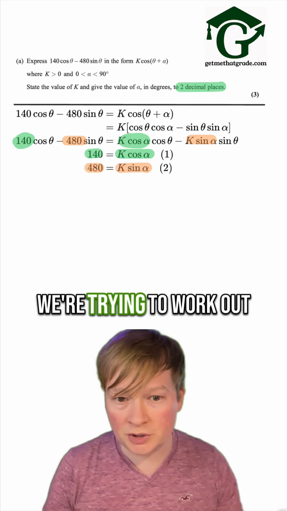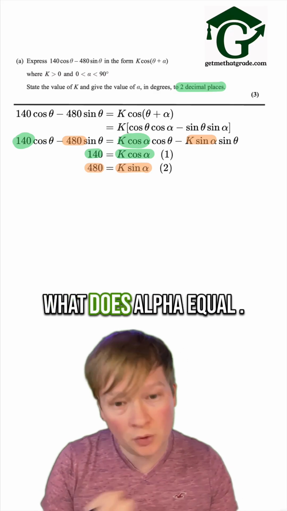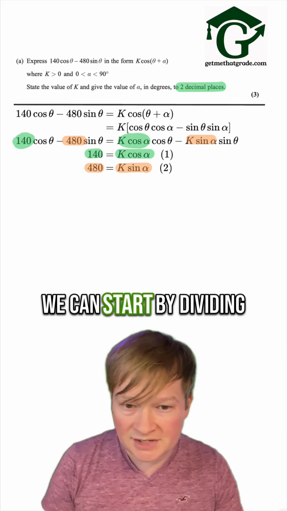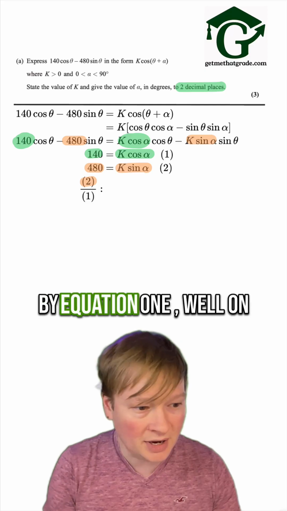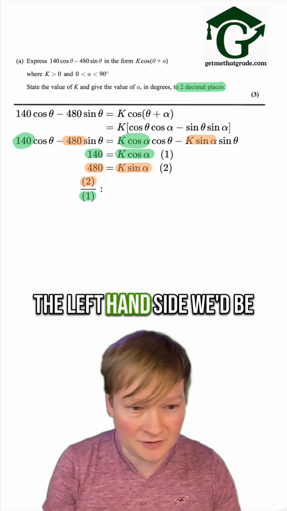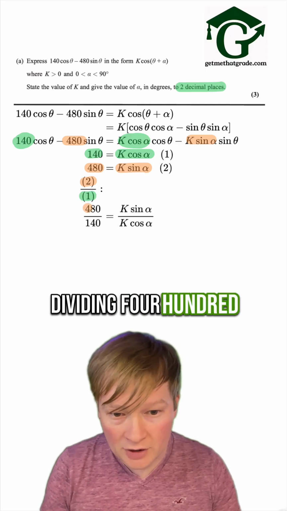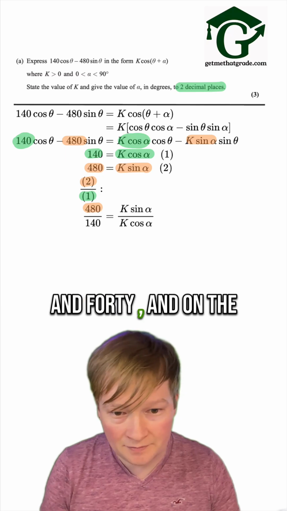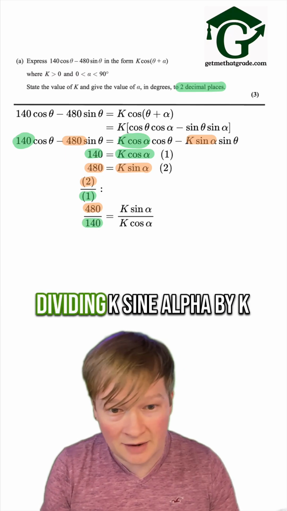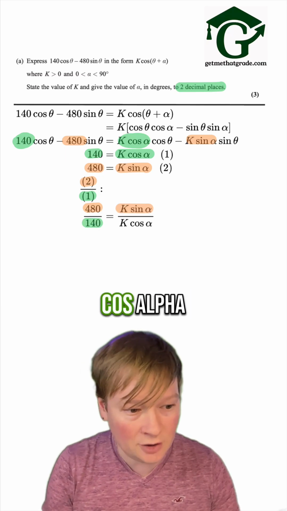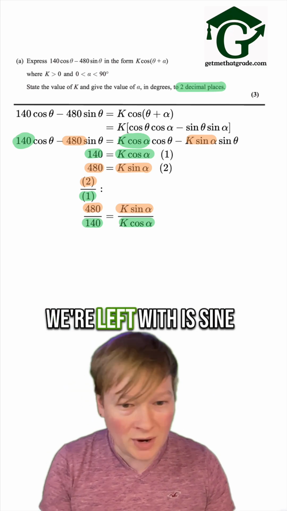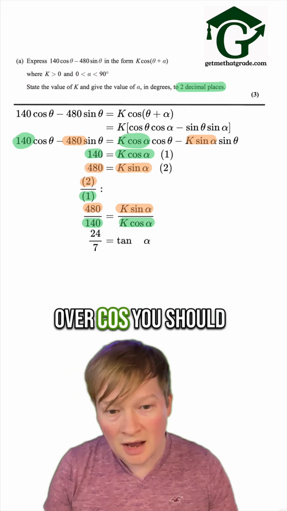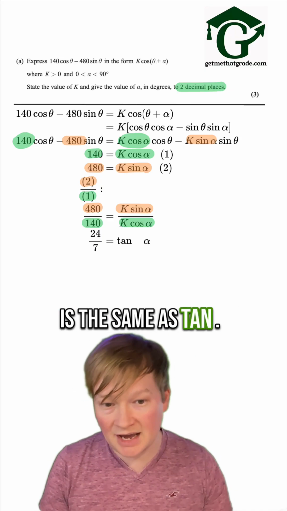Remember what we're trying to do. We're trying to work out what does k equal and what does alpha equal. We can start by dividing the 2 equations. If we divide equation 2 by equation 1, well, on the left-hand side, we'd be dividing 480 by 140, and on the right-hand side, we'd be dividing k sine alpha by k cos alpha. Notice that the k's would cancel out, and what we're left with is sine over cos, and you should know that sine over cos is the same as tan.